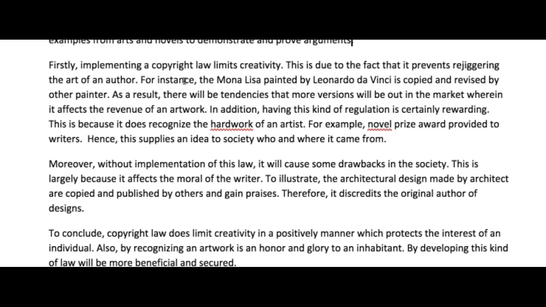For instance, the Mona Lisa painted by Leonardo da Vinci is copied and revised by other painters. As a result, there would is this conditional? If the Mona Lisa, painted by Leonardo, is copied and revised by other painters, there will be tendencies, more revisions. So that doesn't make much sense. I don't really get that. Okay? How could we say this?